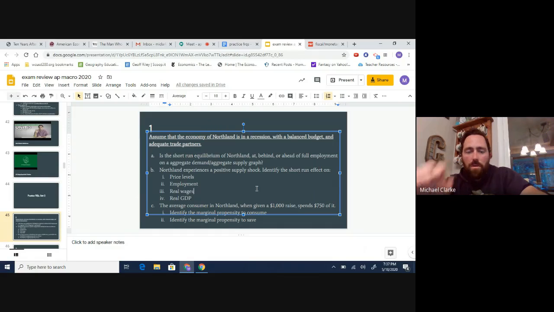Knowing that the economy of Northland is in a recession, you should be able to answer this very first question. And this is a multiple choice question. Look, you got three options: at, behind, or ahead, right? If you're in a recession, you should know that your short run equilibrium is behind. You're to the left of full employment. That's all you got to answer. All you have to do is say behind.